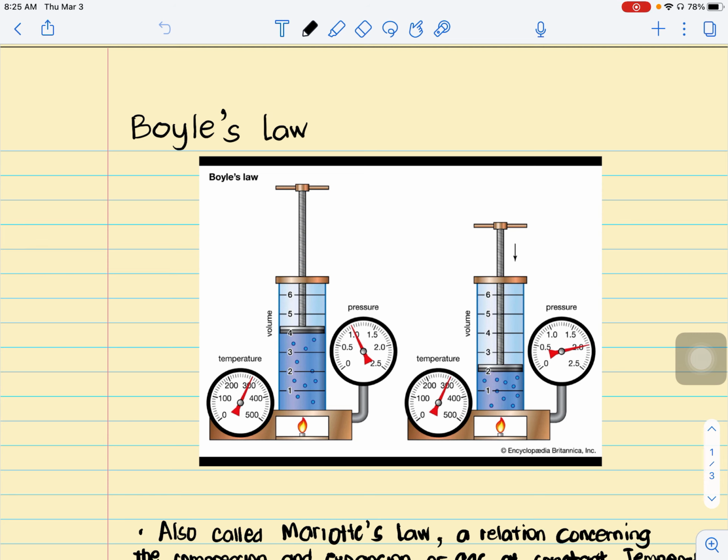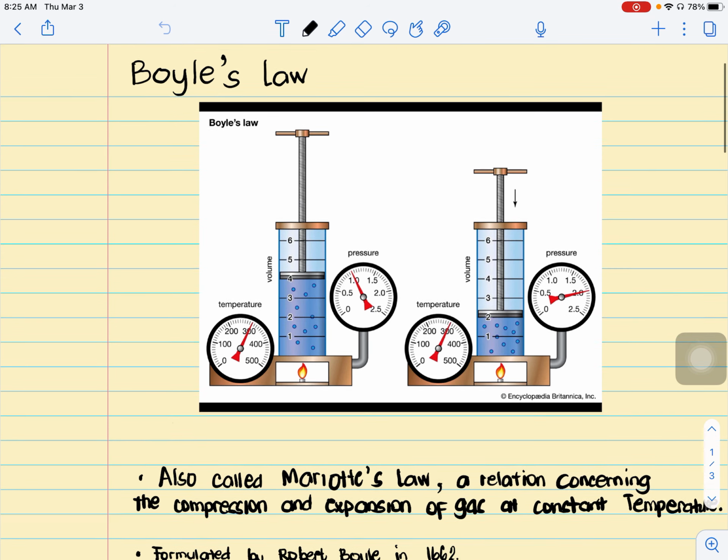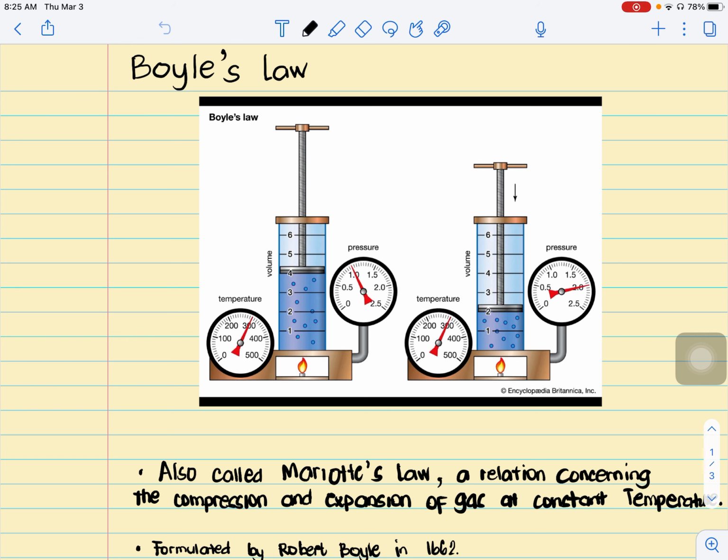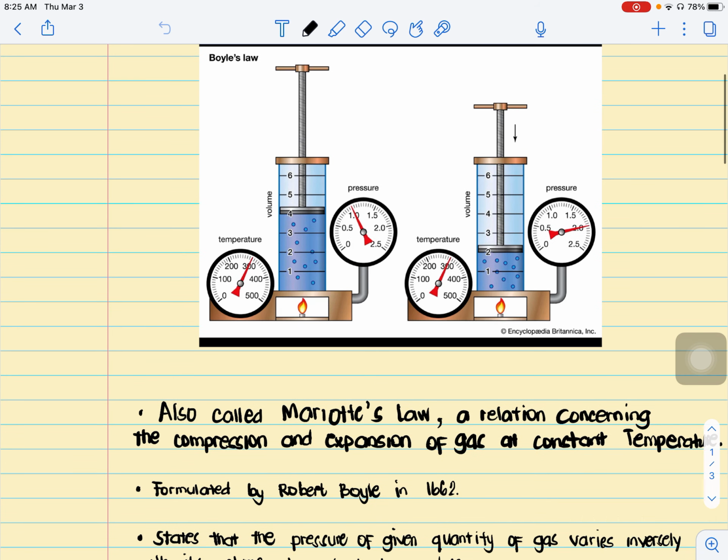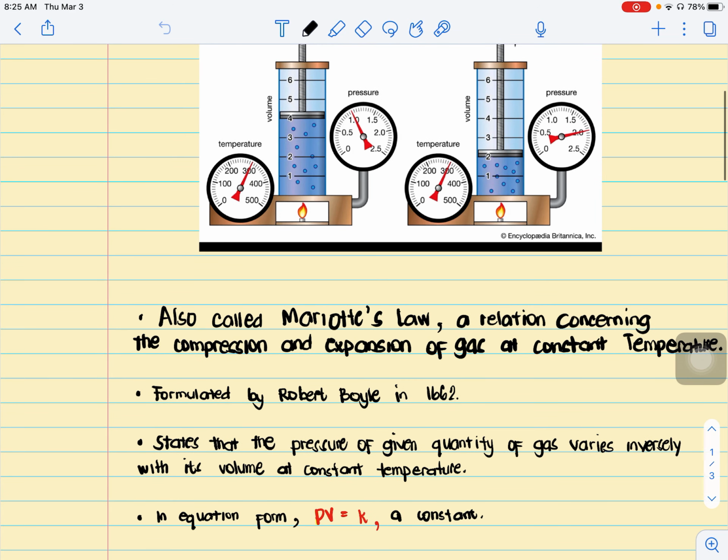So for now, we're going to discuss Boyle's Law. It is also called Mariotte's Law. It's a relation concerning the compression and expansion of gas at constant temperature. It was formulated by Robert Boyle in 1662. It states that the pressure of a given quantity of gas varies inversely with its volume at constant temperature.